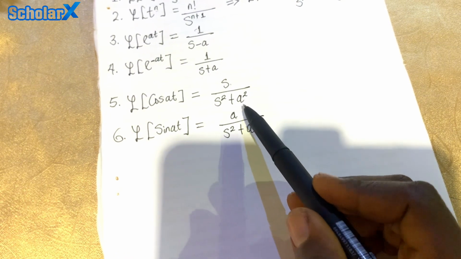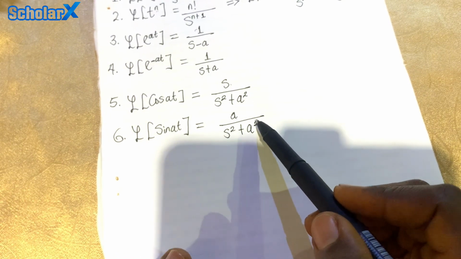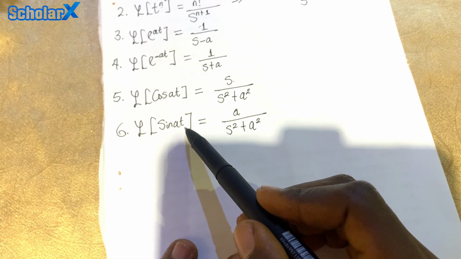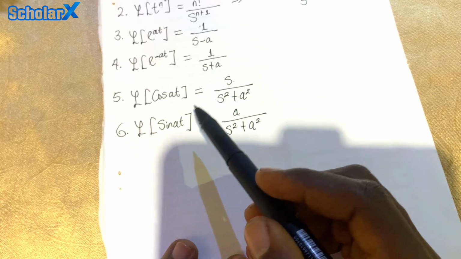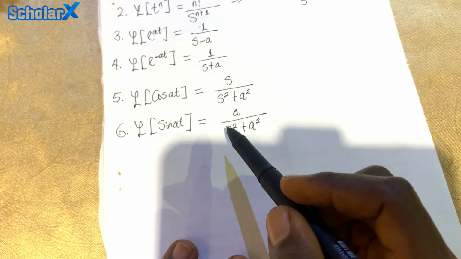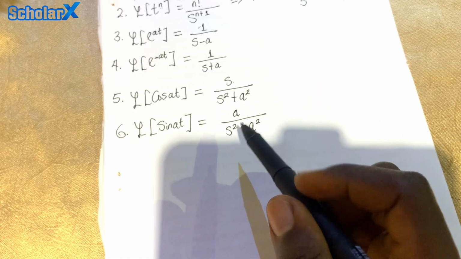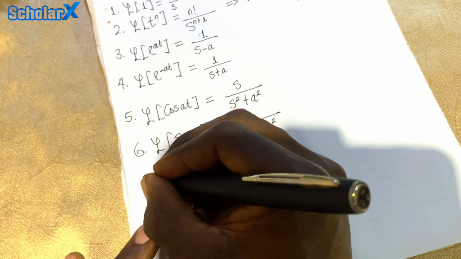But the denominators are the same thing, s squared plus a squared. And a is a coefficient. 1, 2, 3, it can be minus 3, 2. All right, so now let's look at another formula.